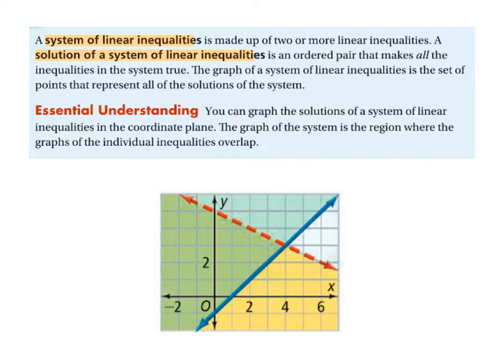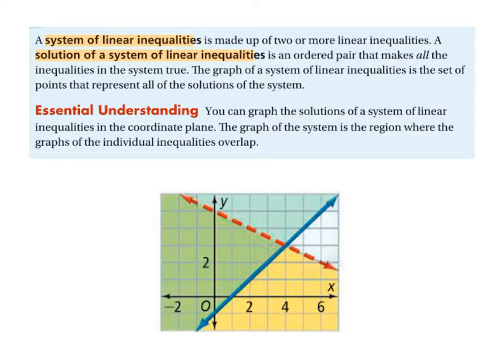two inequalities, shade the region that is the solution set, and what we're looking for now, since it's a system, is where they overlap. So a system of linear inequalities is made up of two or more linear inequalities. You're going to see an example with three later. And the solution of a system of linear inequalities is an ordered pair, any ordered pair that makes all of the inequalities true in the system.